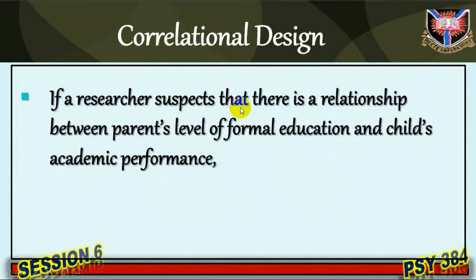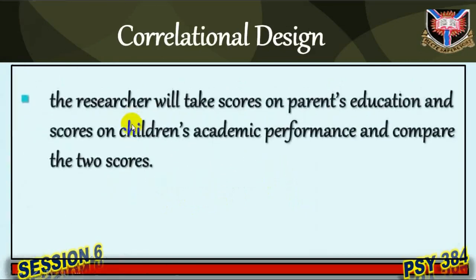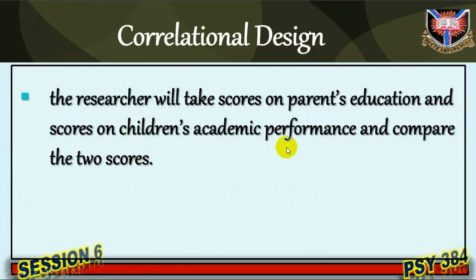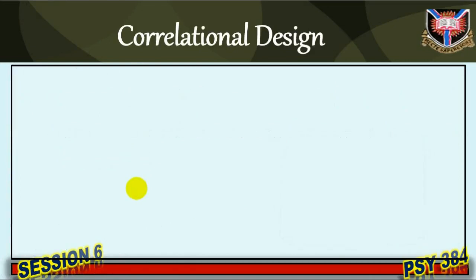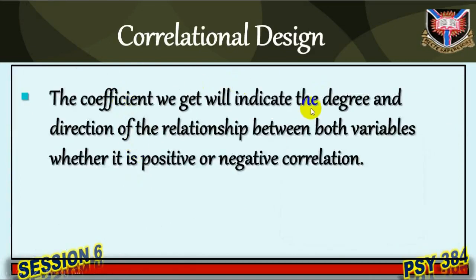If a researcher suspects that there is a relationship between parents' level of formal education and child's academic performance, the researcher will take scores on parents' education and scores on children's academic performance and compare the two scores. The coefficient we get will indicate the degree and direction of the relationship between both variables, whether it is positive or negative correlation.